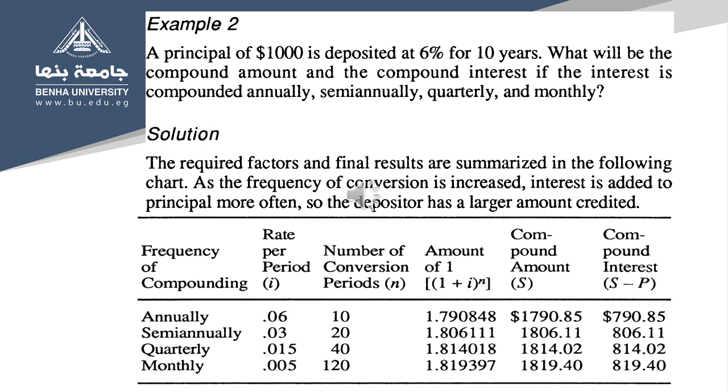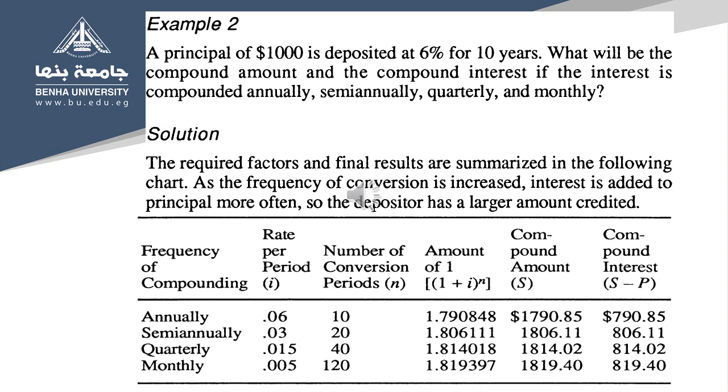Now example number 2 related to 3.6 in compound interest. A principal of $1,000 is deposited at 6% for 10 years. What will be the compound amount and the compound interest if the interest is computed annually, semi-annually, quarterly, and monthly? This is a very important illustrative example, and you must understand this example very closely.